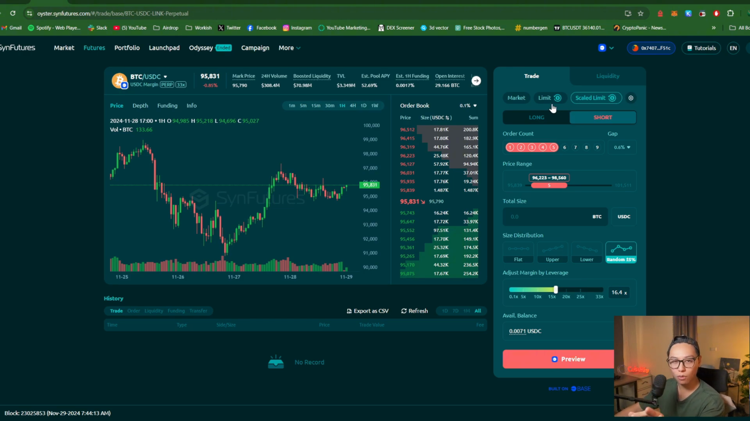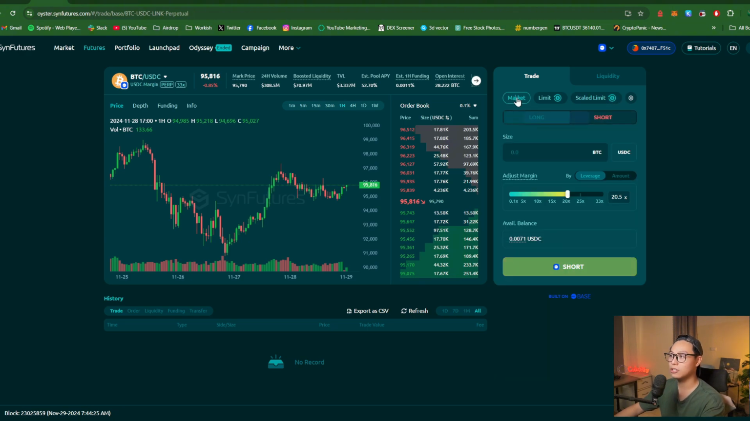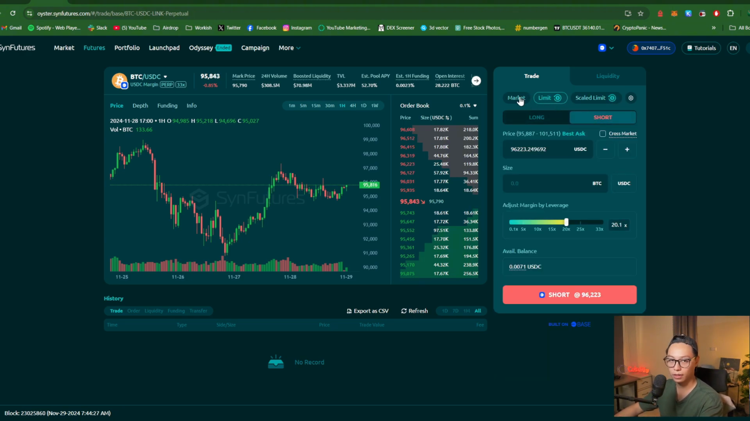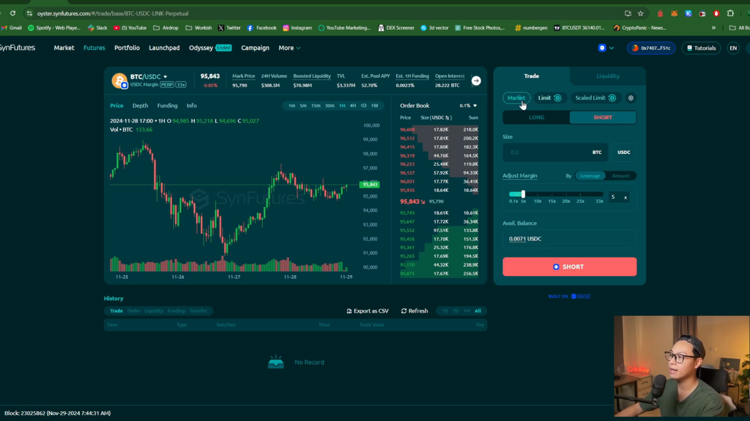But I don't really recommend this feature, because to a lot of people this might be a little bit confusing. But to the pro trader, definitely check it out. If you are a new trader, I would say check out the market and the limit order. It's very similar to a CEX, a centralized exchange experience. So let's take an example, the market order. Let's say I want to long Bitcoin at $95,000 right now. I can choose the size in either Bitcoin or USDC.